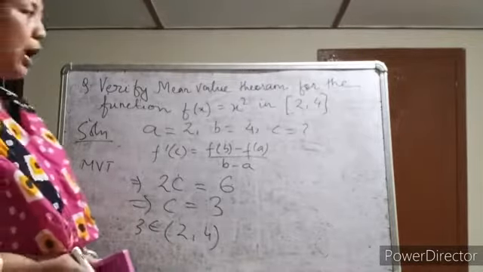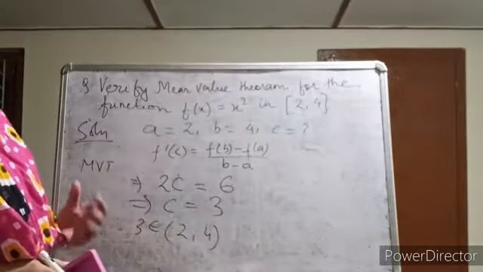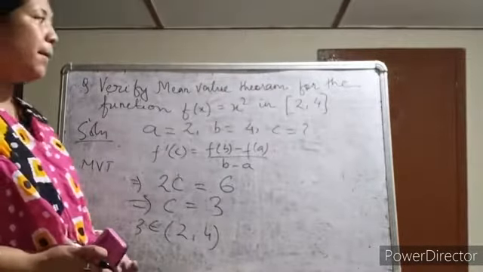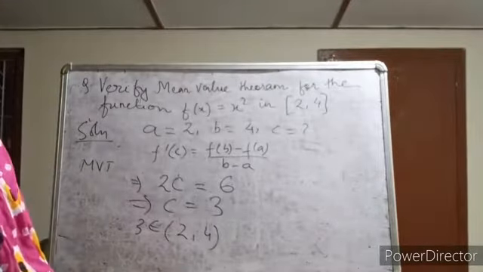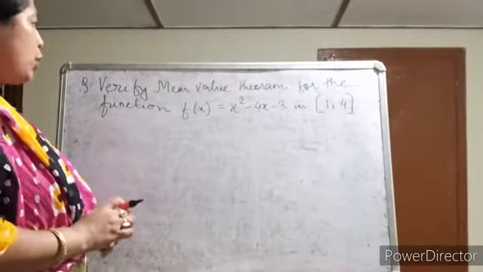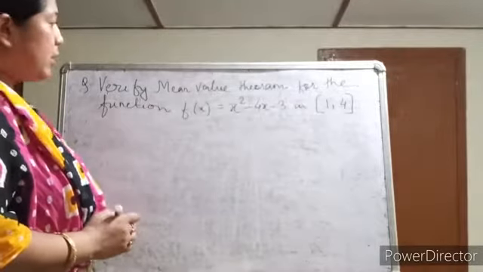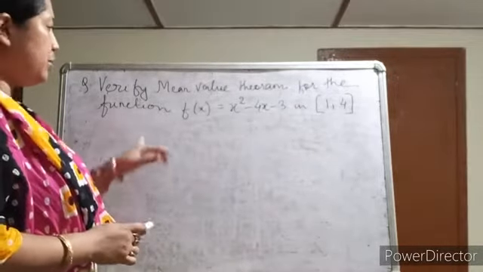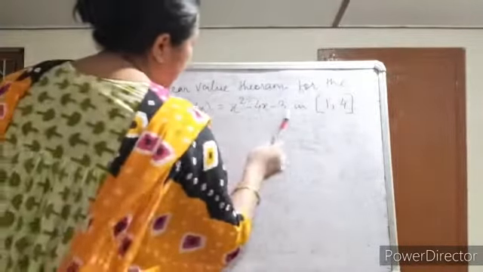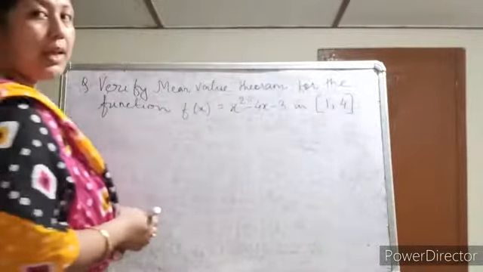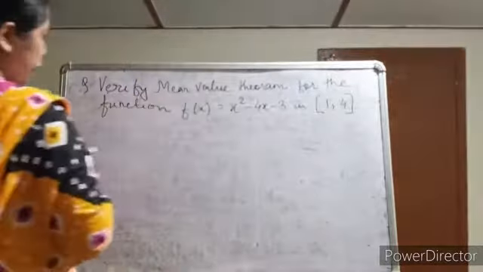Okay. So I think you have got the idea of how to prove the mean value theorem for a particular function. So I am taking one more question for the verification of the mean value theorem. So you can see here the function f of x is given equal to x square minus 4x minus 3 in the interval 1, 4.